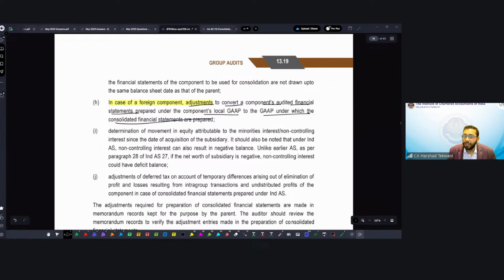Now, these are the current period adjustments. These are called current period adjustments. So you need to perform the current period audit of current period adjustments. Clear? Any doubt?